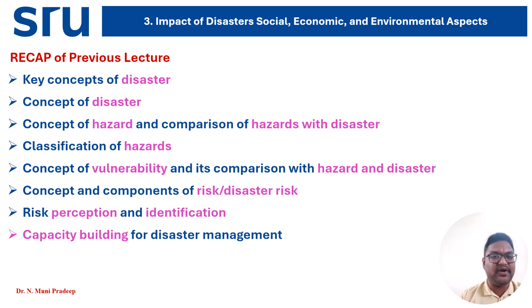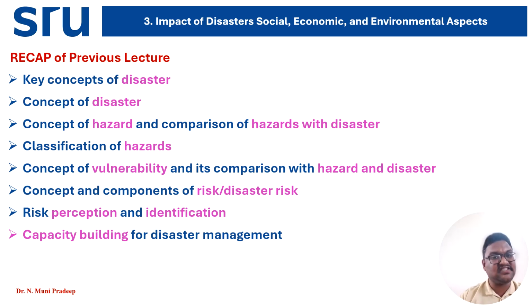The sixth point we discussed is risk perception and risk identification. We learned that risk perception depends mainly on four factors. The first is exposure to the disaster. The second is familiarity. The third is dread, and the fourth is preventability. These 4 points we also discussed in lecture 2.